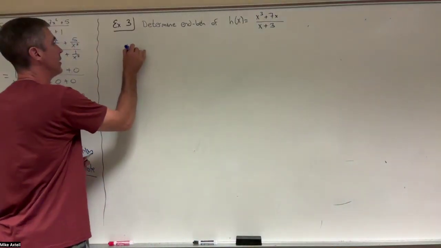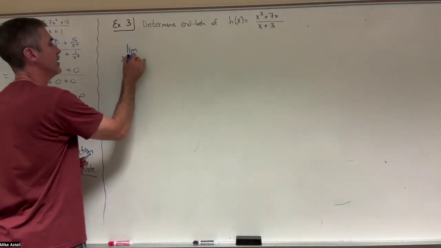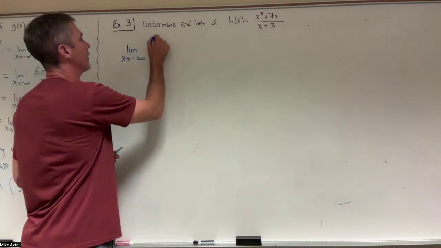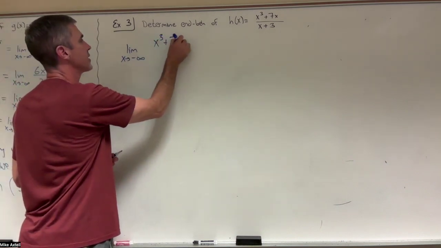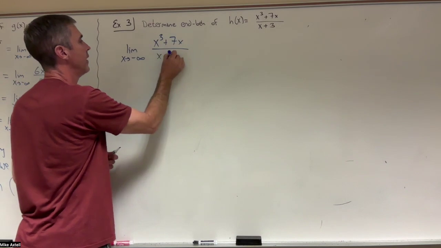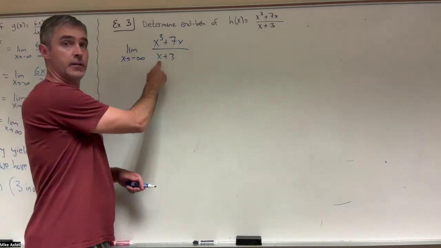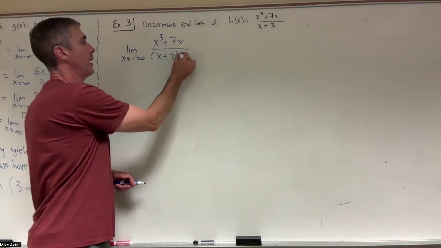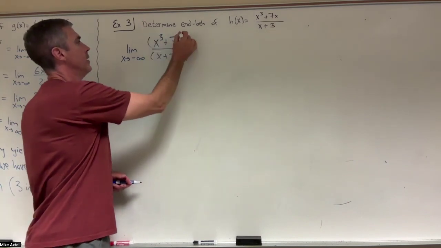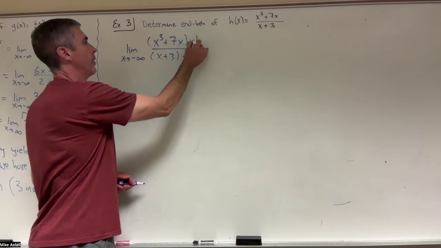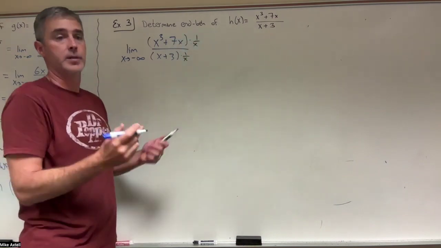Okay, so let's do the left-hand limit. x approaches negative infinity. I've got x cubed plus 7x over x plus 3. And again, I'm going to look for the highest power of x in the denominator. It looks to be x to the first. And I'm going to multiply both sides, top and bottom, by 1 over x. Okay, and then I'm going to simplify it.